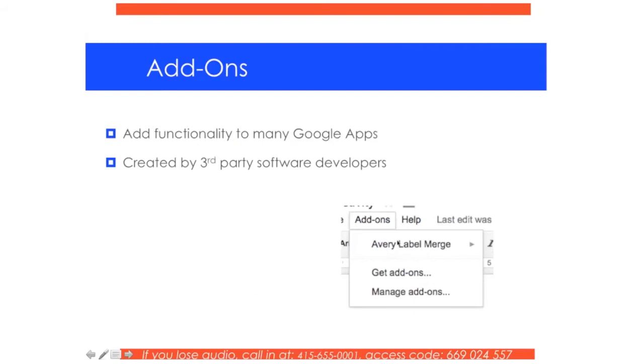You'll see here I have an Avery label merge add-on that I can use to make labels. I have that installed in my Google Docs right now.